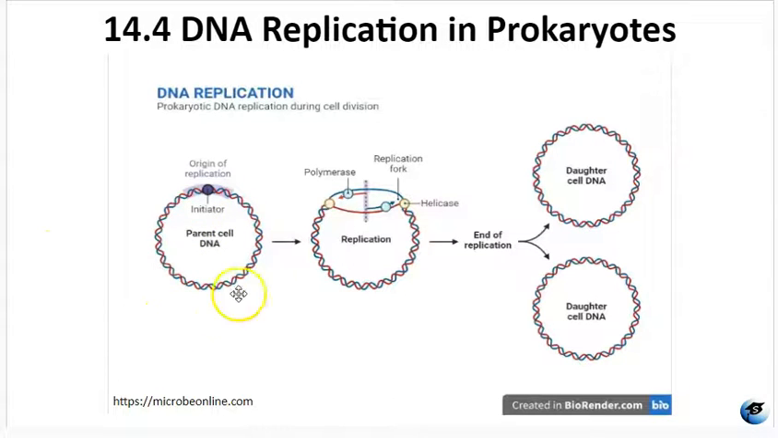You have a parent cell, and this is in prokaryotes, right? So remember, they don't have a nucleus, they don't have chromosomes. There's only one origin of replication, and one replication fork forms, and then DNA replication happens down both sides of the molecule until the DNA has been doubled. Then when cell division occurs, one copy goes into one daughter cell, and another copy goes into the other daughter cell. And that's what it looks like in prokaryotes.